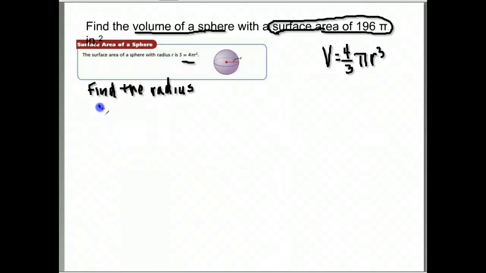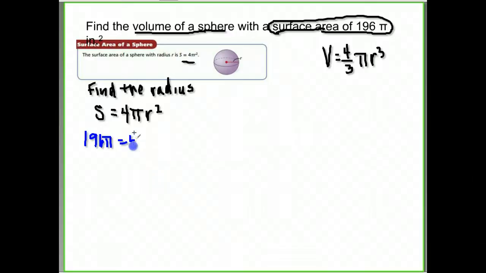The surface area of a sphere has the formula, it's equal to 4 pi times radius squared. Our surface area is 196 pi. We're going to substitute into our surface area formula the part we know, the surface area S. So 196 pi is equal to 4 pi times the radius squared. We want to solve that equation for the radius.